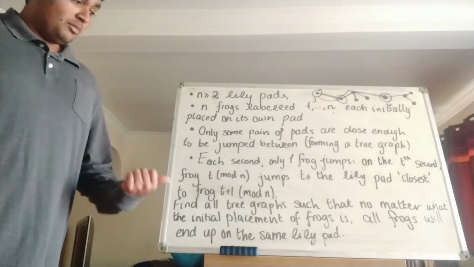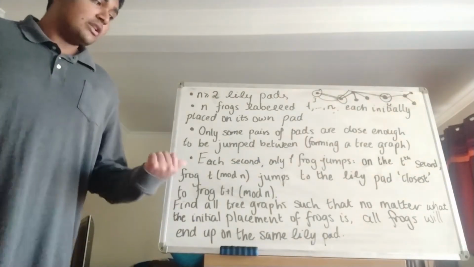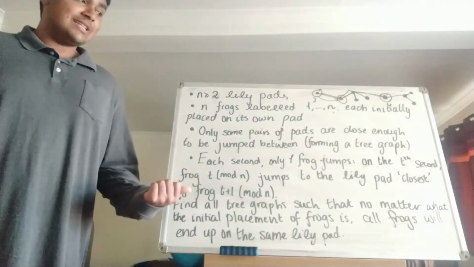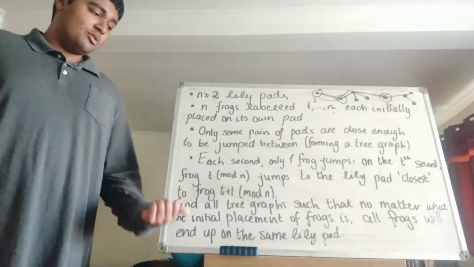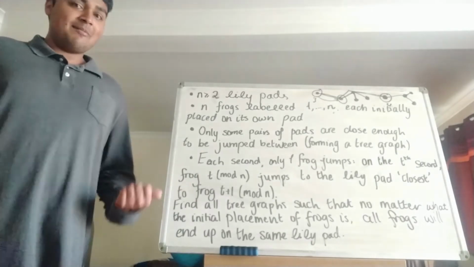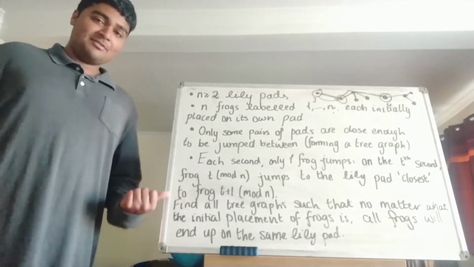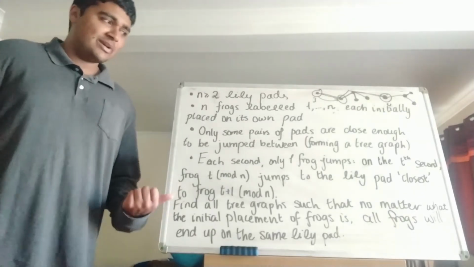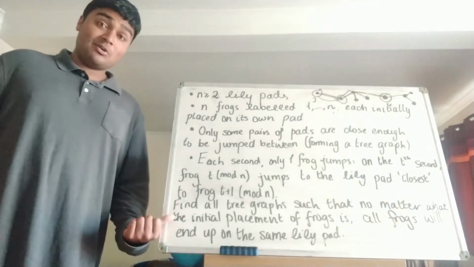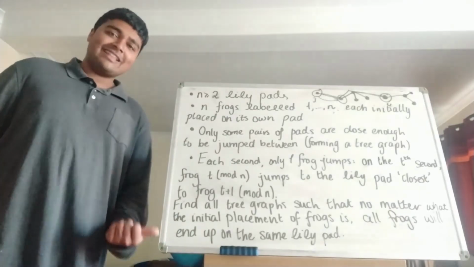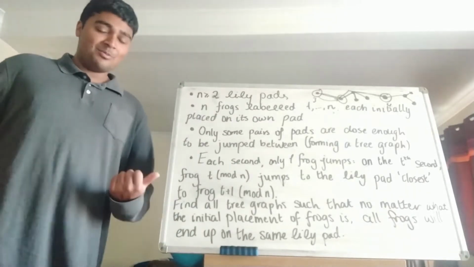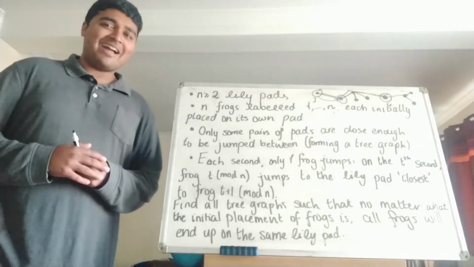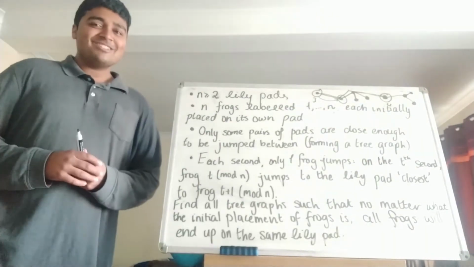Anyway, what our problem is, we want to find all tree graphs such that no matter what the initial placement of frogs is, all frogs will end up on the same lily pad. Now remember, as I said before, this is one interpretation of how the problem was initially written, and there is at least one other way you could have interpreted the problem, but this is the one I'm going to be using for this video, and that's the solution I'm about to provide. But if you want to have a go at this problem, pause the video now and give it a go for yourself, and I'm going to jump straight into a solution.